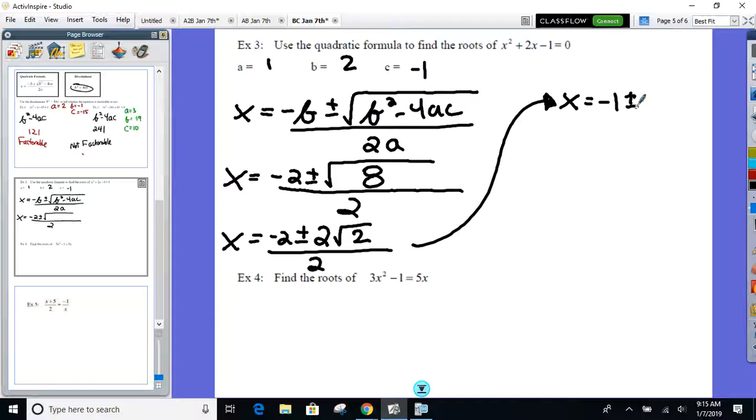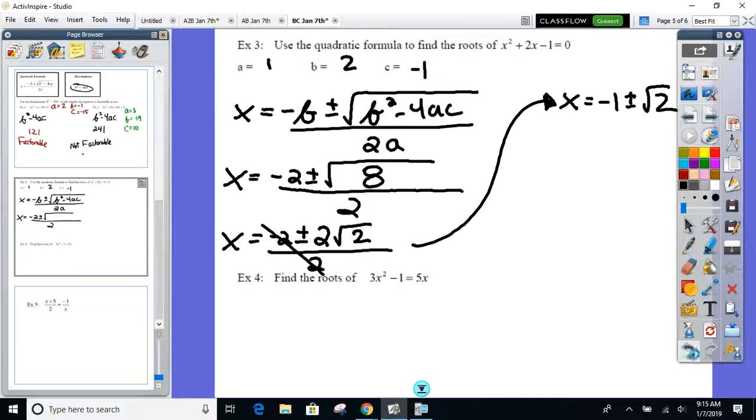Can I reduce here? What reduces? Not the radical 2, but these 2's right here. So it'll be -1 plus or minus radical 2. Everyone see that? Just because you cross it out here doesn't mean it's gone. It applies to the left side and the right side of the plus or minus. Questions?